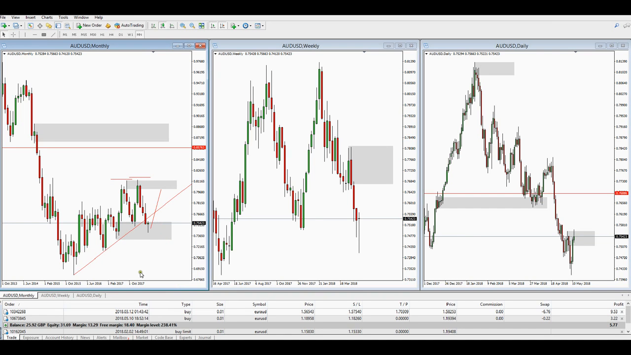So where do I want to be a buyer? Definitely down here, and a seller anytime price starts rallying. So this is the area that could cause that short.